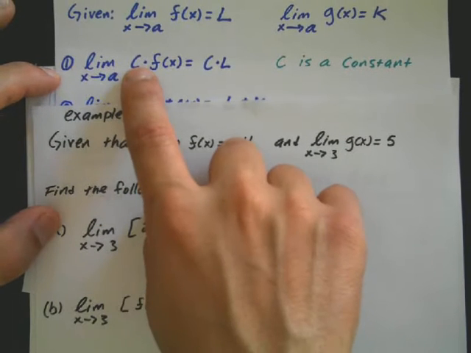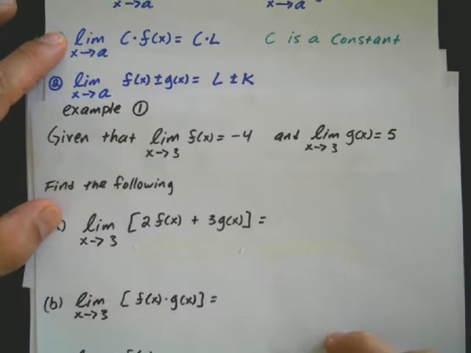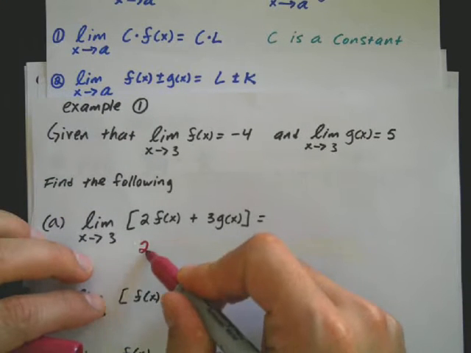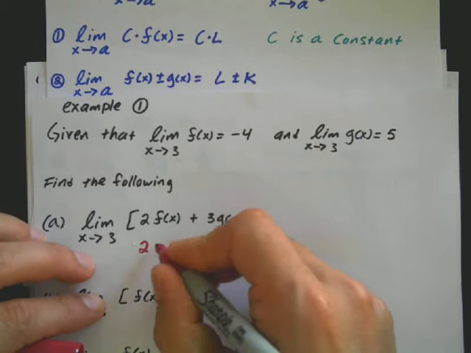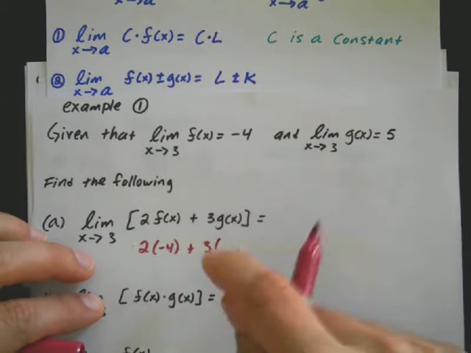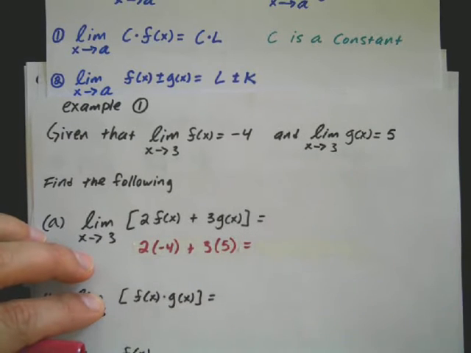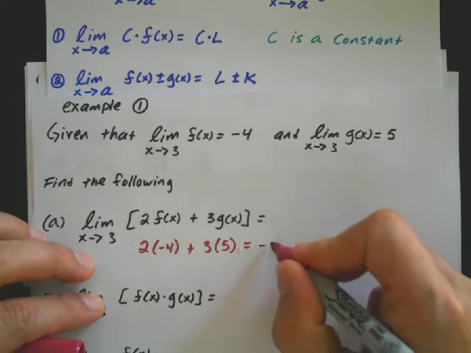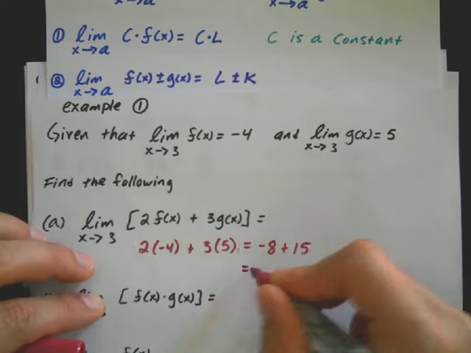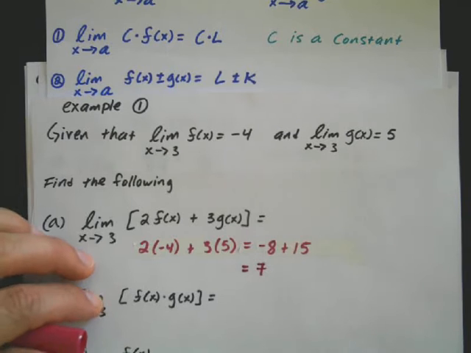The first example, for part A, uses two properties at the same time. It uses the fact that I can multiply by a constant and the fact that I can add individual limits together. So what this means is that I can take 2, and I know the limit of f of x is -4, so I can go -4 plus I can go 3, and I'm given that the limit is equal to 5, and then just simplify this to get my answer. This is going to be -8 plus 15. -8 plus 15 is going to give me my answer to be 7.